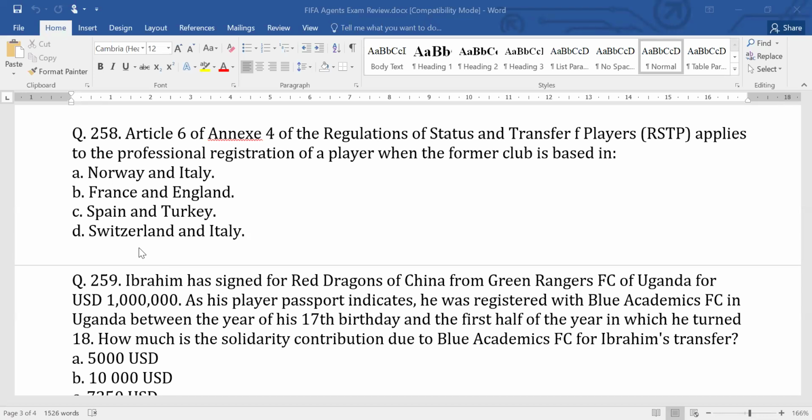Now, if you look at this question very well, Turkey and England are not part of the EU and EEA. Even Switzerland is not part of it. If you see the list of countries, the only countries this registration will be applicable to are clubs in Norway and Italy, because England has actually left the EU through Brexit. Turkey is not among them, and Switzerland is not among them. So the only correct option here is Norway and Italy.